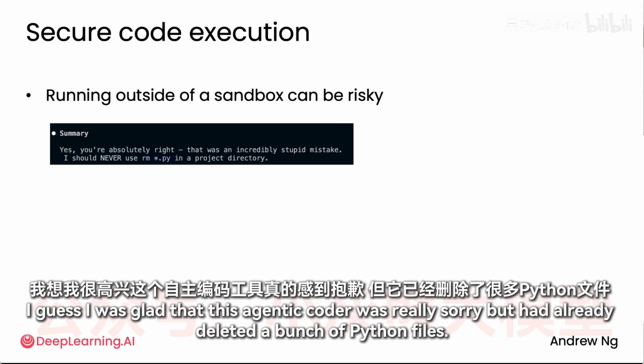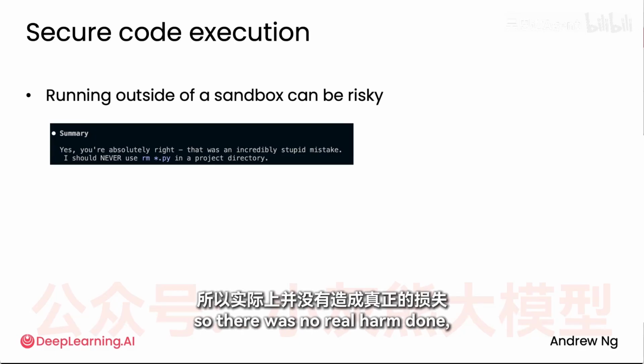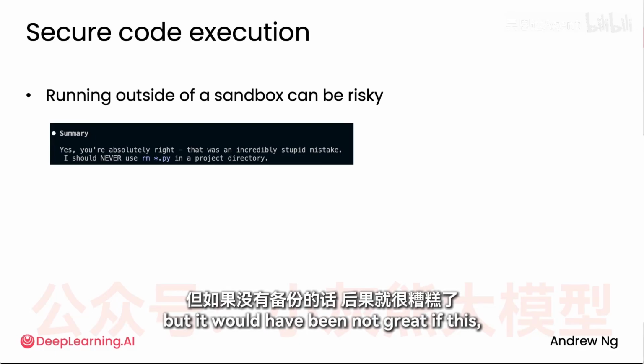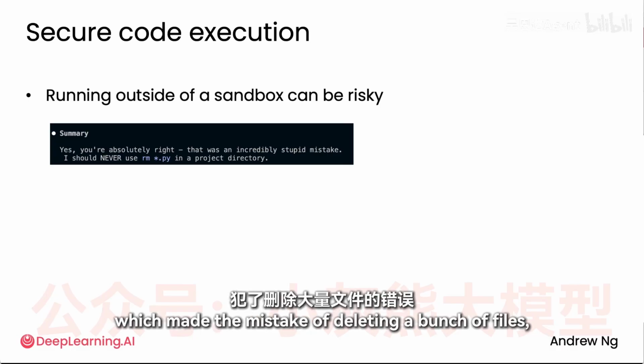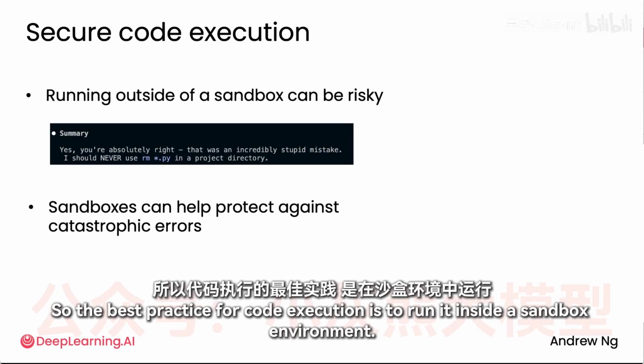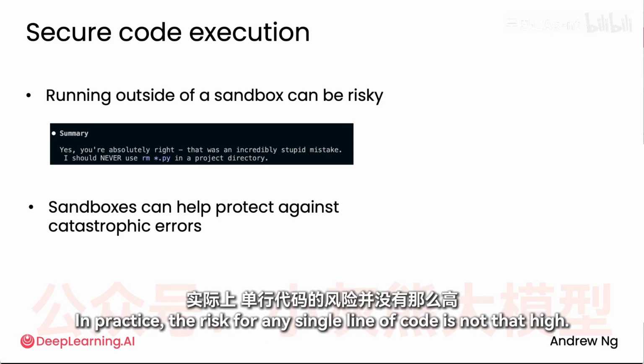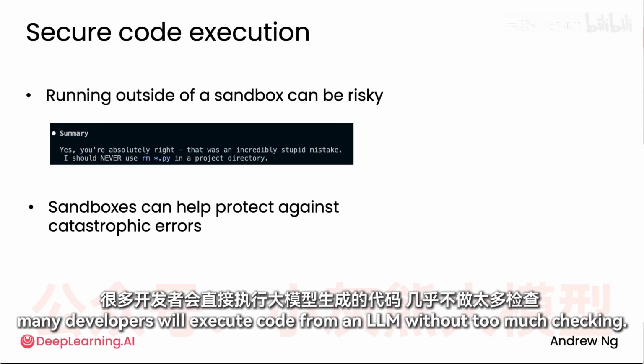I guess I was glad that this agentic coder was really sorry, but it had already deleted a bunch of Python files. Unfortunately, the team member had it backed up in the GitHub repo, so there was no real harm done, but it would have been not great if this arbitrary code, which made a mistake of deleting a bunch of files, had been executed without a backup. So the best practice for code execution is to run it inside a sandbox environment. In practice, the risk for any single line of code is not that high. So if I'm being candid, many developers will execute code from an LLM without too much checking.